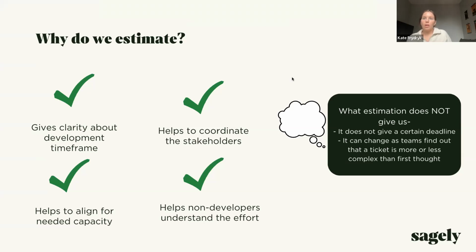Okay. All right. Going back to this topic. So estimating does not give us a certain deadline. I want to make that really clear. We don't want to use estimates to forecast and commit to a deadline. It just helps us give a general idea, and it can change as teams find out that a ticket is more or less complex than we first thought. So, you know, we're always learning. We need to anticipate change. And when things change with requirements and with our user stories, then we'll have to revisit those estimations that we originally gave.